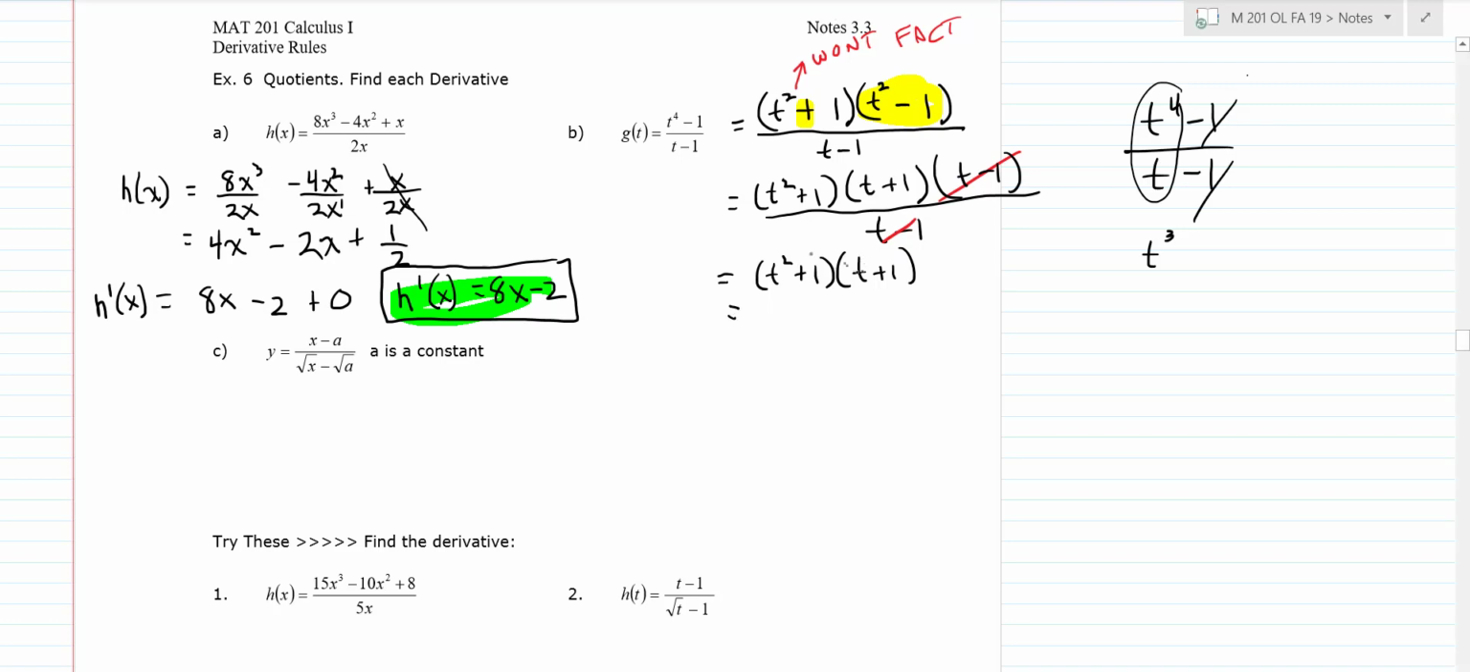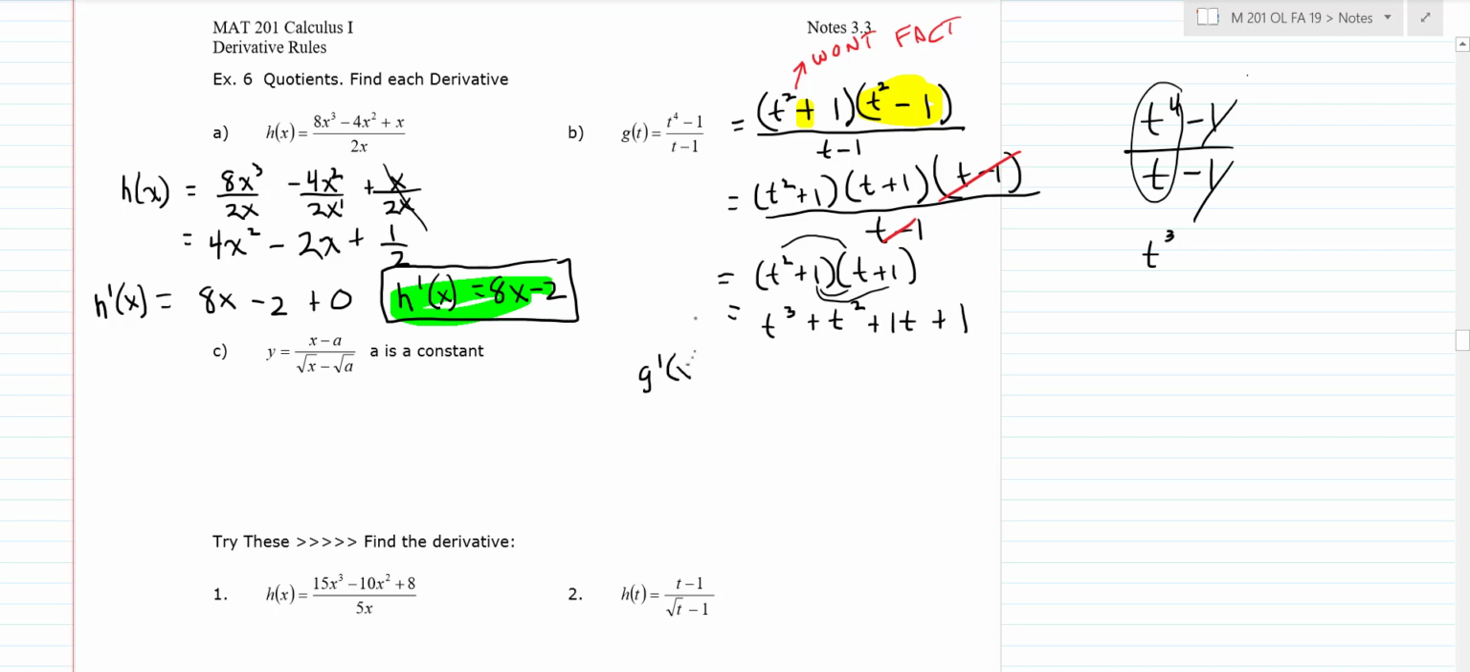Well, what do you do? You need to multiply this out. Go ahead and FOIL this out. So t squared times t is t to the third. Outside term, t squared times 1 is t squared. Inside term, 1 times t is 1t. Last term, 1 times 1 is 1. Now you can do your derivative.